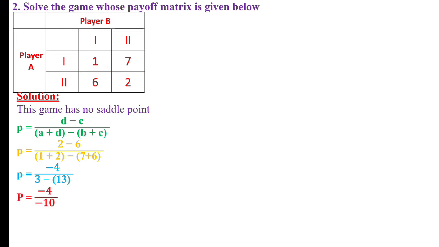So we'll get minus 4 divided by minus 10. So P, the strategy of player A, is 2 by 5. Similarly, we can find 1 minus P, which is 1 minus 2 by 5, so 3 by 5. This is player A's strategies. Then come to player B's strategies.